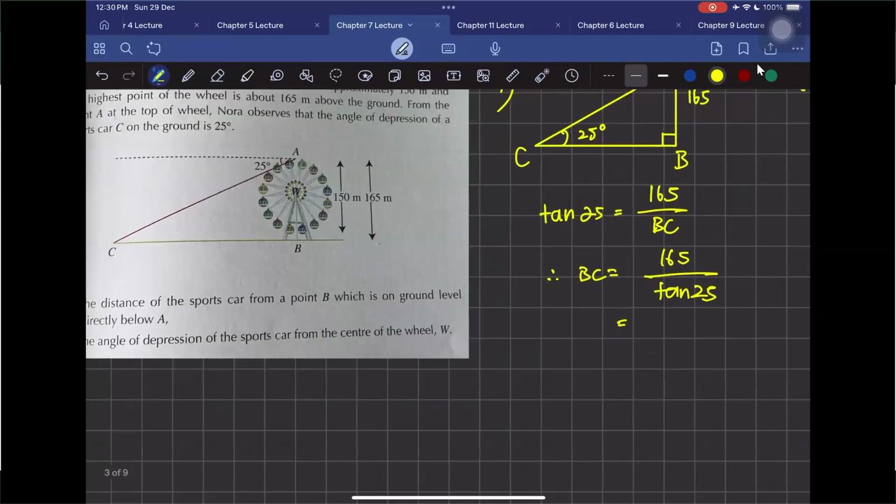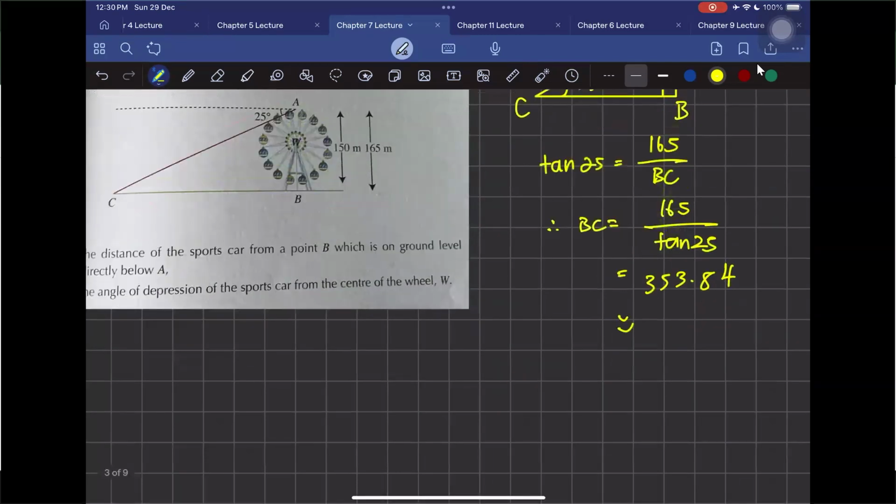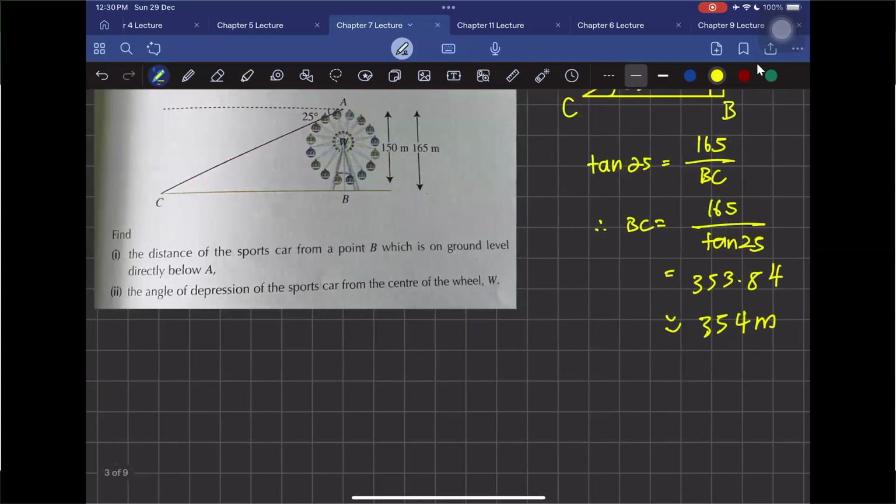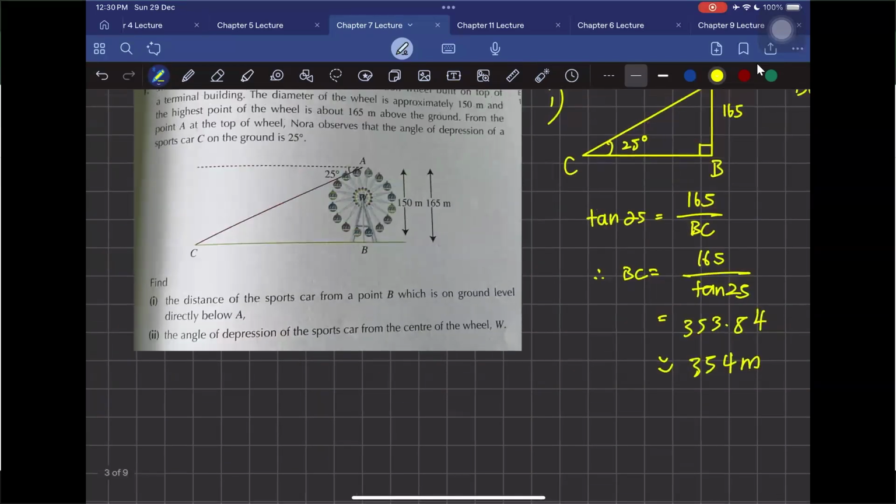So your answer is 353.84. Approximate to 3SF, you should get 354 meters. Okay, so that's your part one. So now let's take a look at part two.